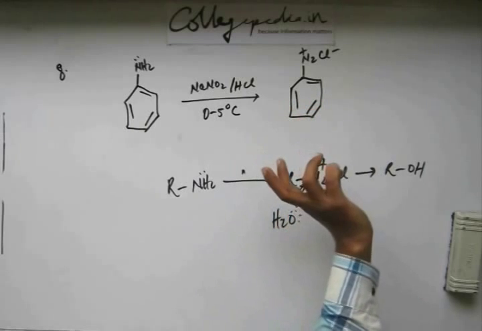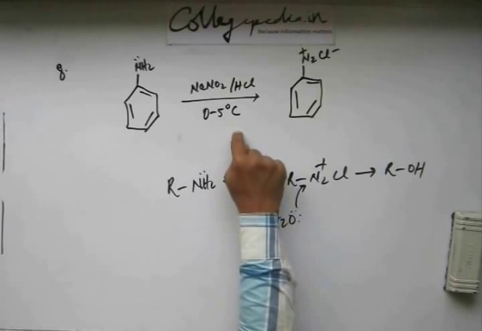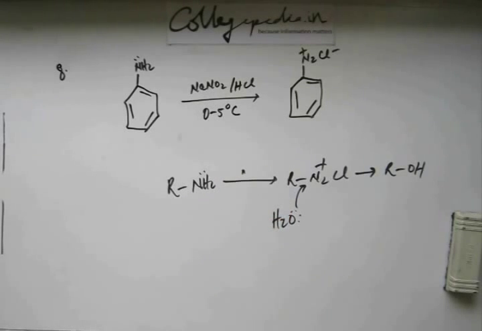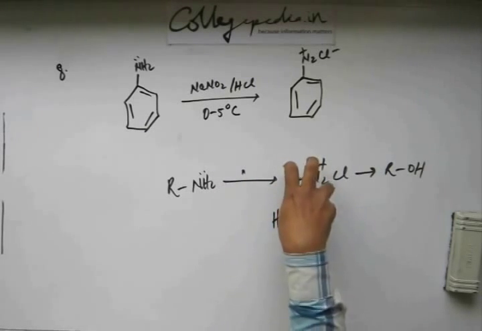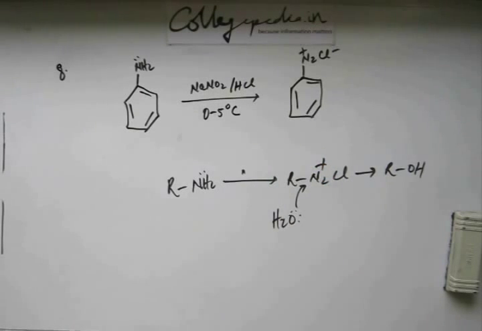Nitrogen gas is not coming out. Nitrogen gas is a very good leaving group. If you increase the temperature even to 10 degrees Celsius, this nitrogen gas is going to come out. Fine. So now what we are doing is keeping that nitrogen gas at its position so that we can replace it when and as we want.